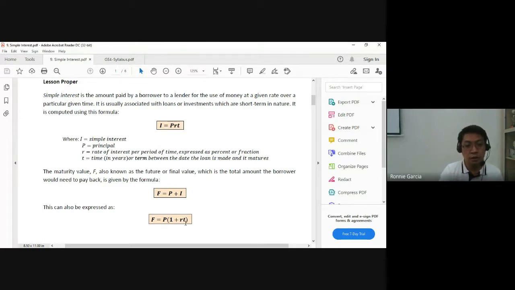So these are the formulas that we will be using to solve the problems about simple interest. So be sure to copy this formula kay para sa solving karon. Igo na lang ninyo i-substitute ang mga given values. Then using your calculator, you can get the correct amount or value kung unsa ang gipangayo.